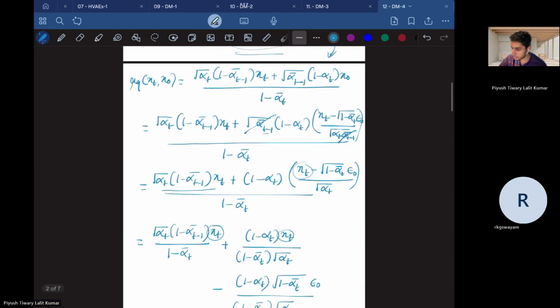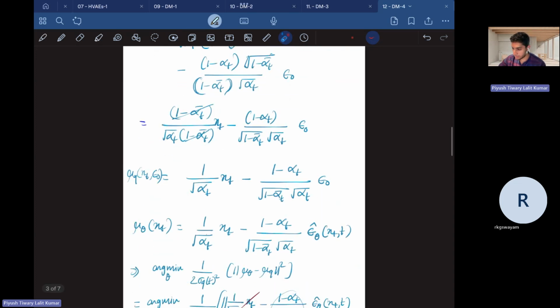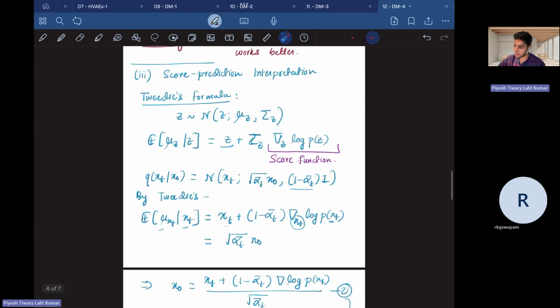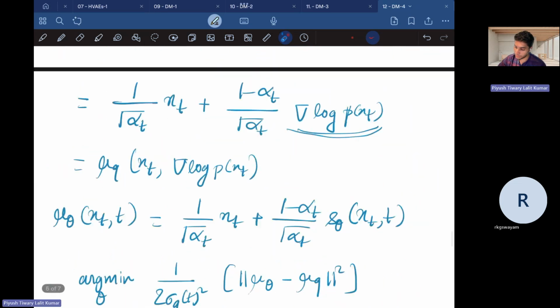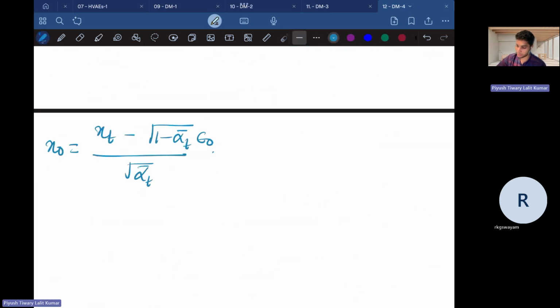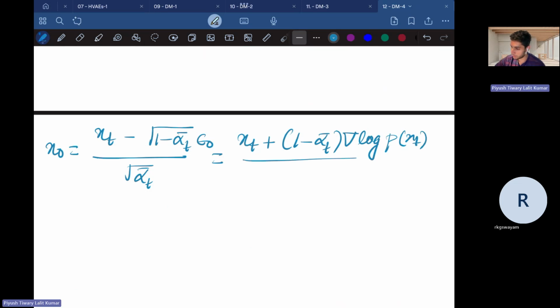This is how we substituted, right? We wrote x naught in terms of epsilon naught first. Then similarly, using Tweedie's formula, we wrote x naught in terms of this gradient as well, in terms of this score function as well. So we can actually write both of these things. This thing is also equal to what we wrote in terms of the score function, which is 1 minus alpha t bar grad log p of xt, whole thing divided by square root of alpha t bar.